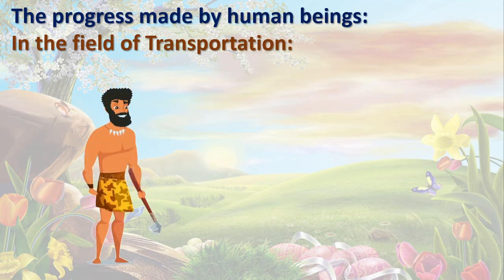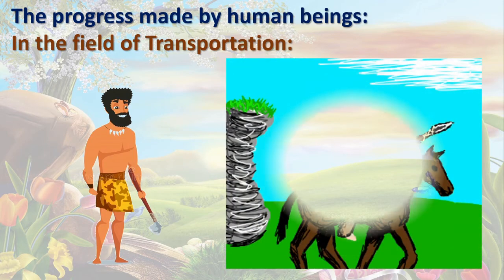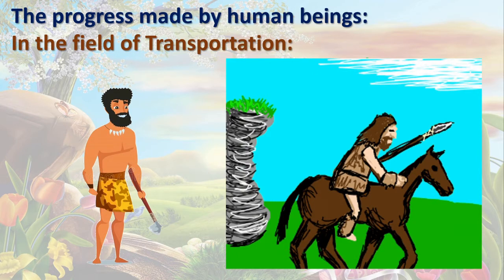See here, earlier in the Stone Age, people used to roam around in search of food and water. Always they used to walk from one place to another to search for food and water. Right? Later on, they came to know about the horse and other animals and he began to use these animals for transportation, means to move from one place to another.